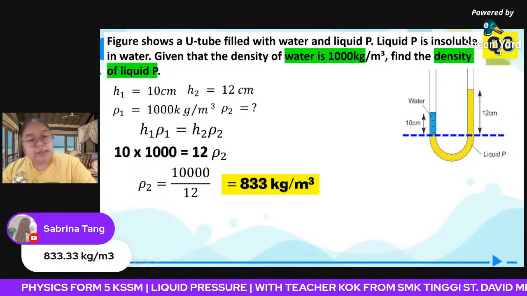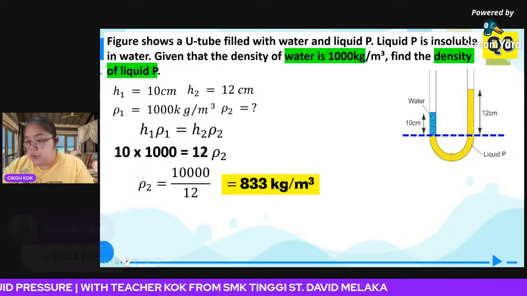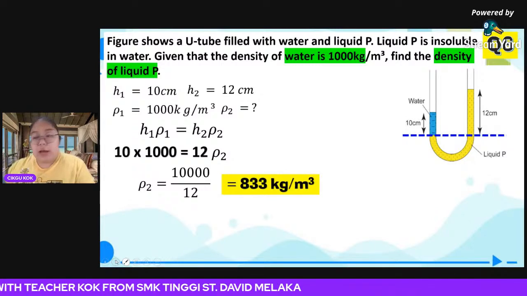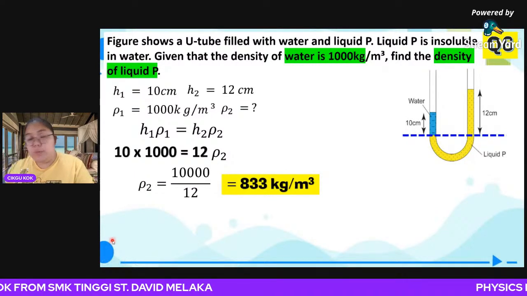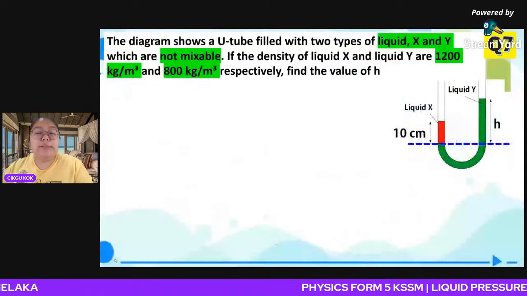Okay, the answer is 833 kilogram per meter cube. I think every student also understands about this one. Okay, that's no problem. Then we continue to the next question, question 7.